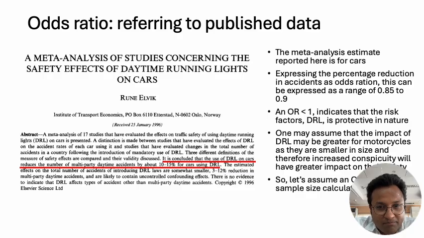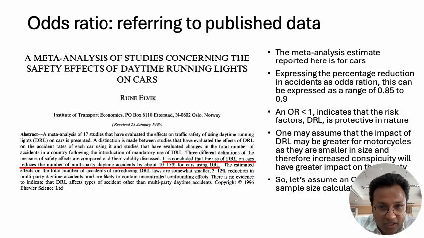And because we are using this odds ratio for motorcycles, you may argue that a DRL may have far more beneficial effect on a motorcycle, because motorcycles are smaller in size. They need more support of visibility than a car would, because cars are larger in size. During daytime they would rather be visible.